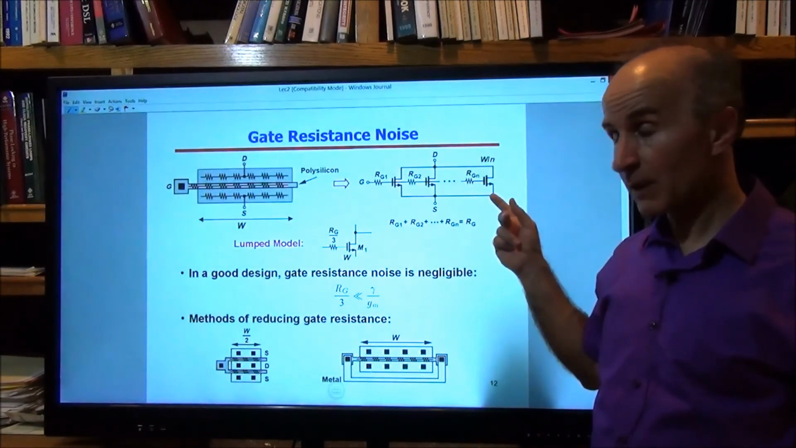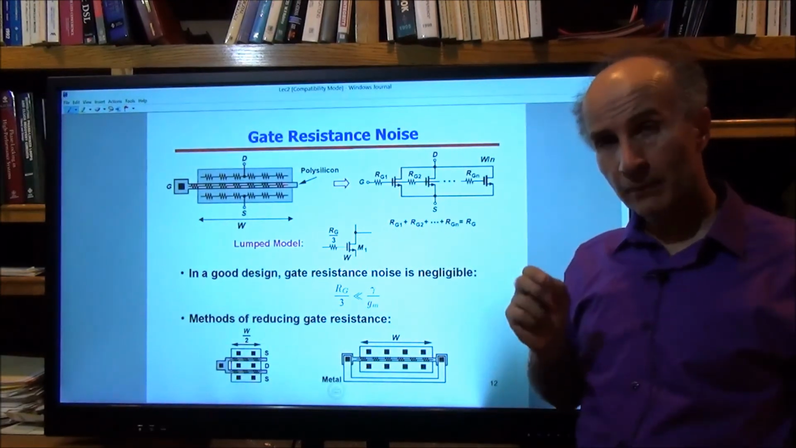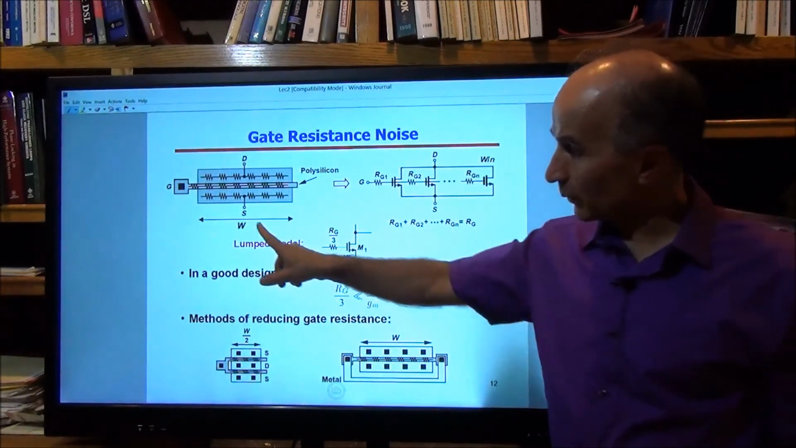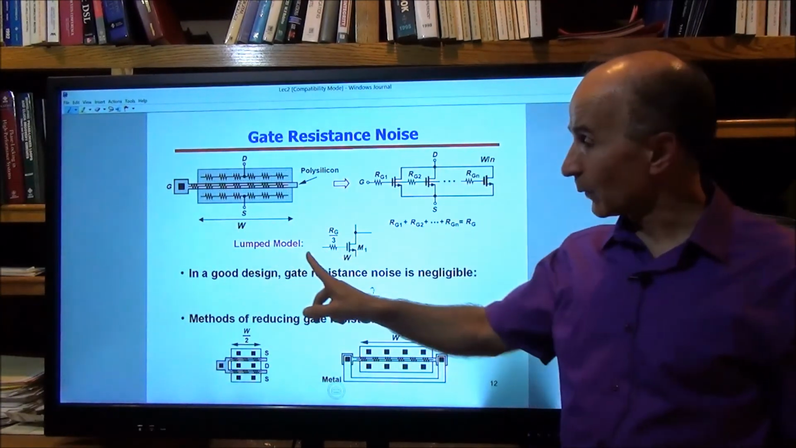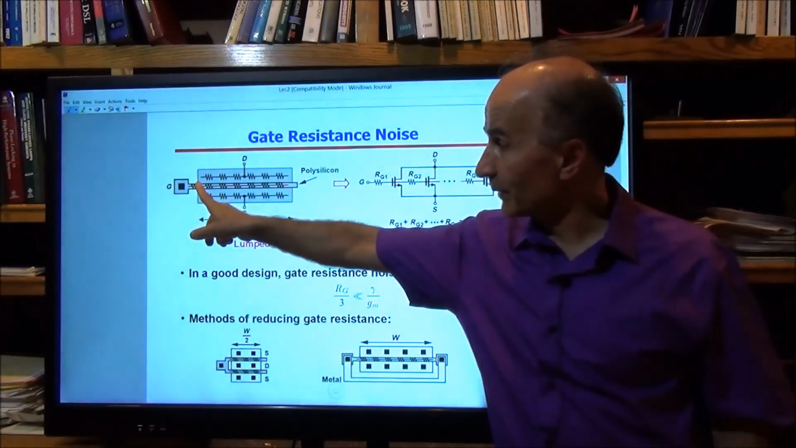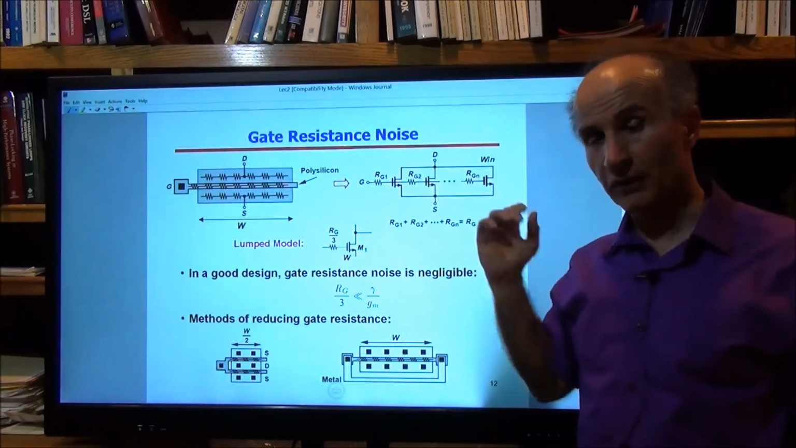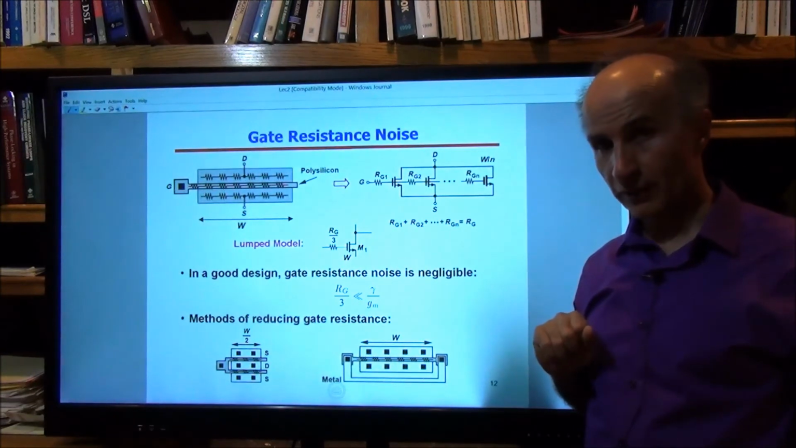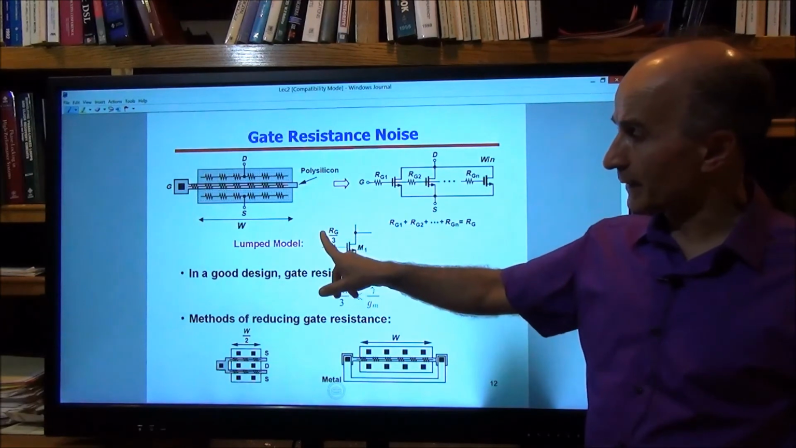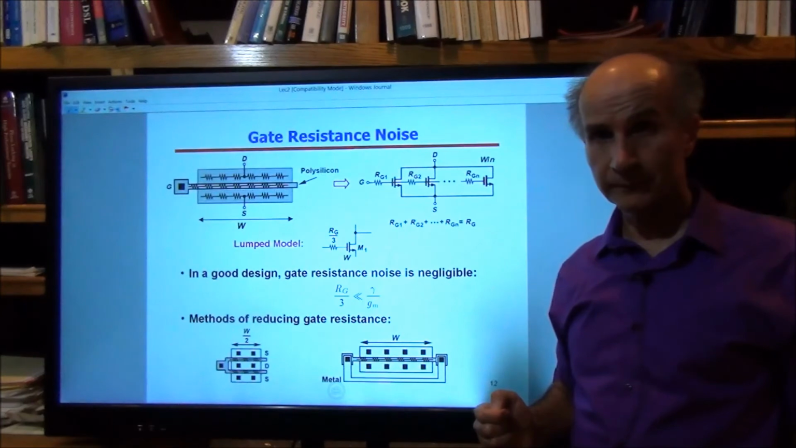Now it can be proved that this circuit is actually equivalent to a lumped model. A lumped model consisting of a transistor with the original width, as we saw, and with the gate resistance that is 1/3 of the total resistance that we have from here to here. This 1/3 arises from the distributed nature of the gate structure. Okay, so now we can calculate the thermal noise associated with RG over 3 and make sure that it's small enough that it doesn't bother us.